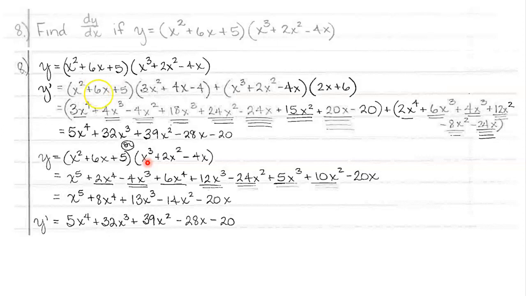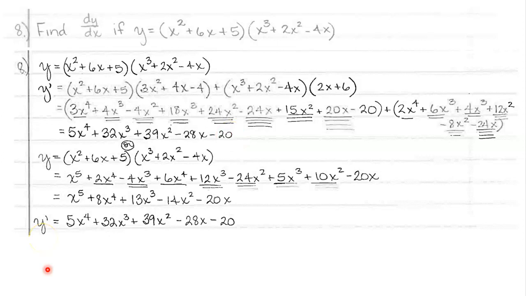Up here, if we did first times derivative of second, we would do the derivative of x cubed plus 2x squared minus 4x. That's what you see right here. Plus second times derivative of first, that's the derivative of x squared plus 6x plus 5. The problem is then I have to go through and multiply x squared times each of these, and 6x times each of these, and 5 times each of these. That's what you've got right here. And then I've got to go through and take x cubed times each of these, and 2x squared times each of these, and negative 4x times each of these. That's what you've got all down here. And then combine all my like terms.